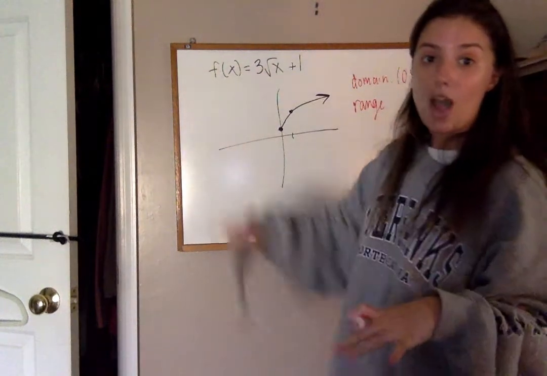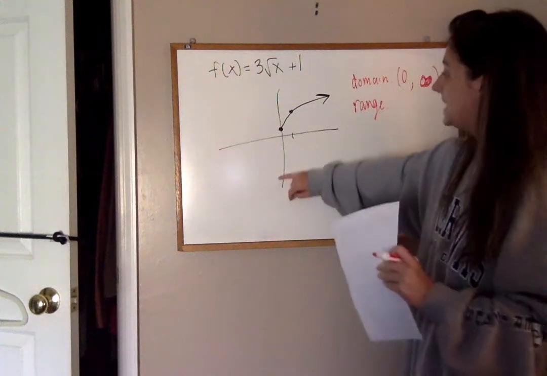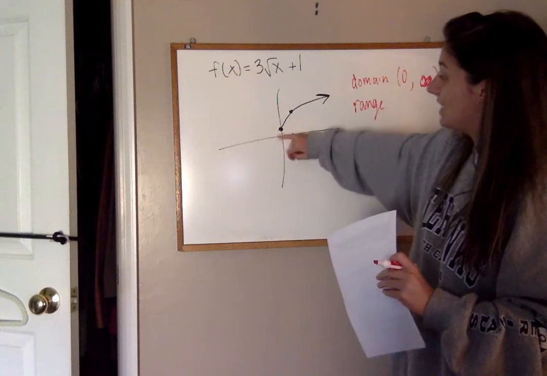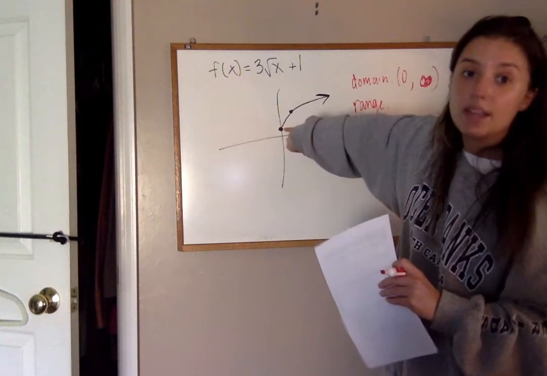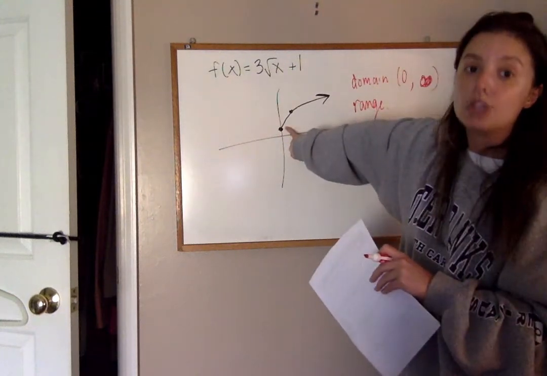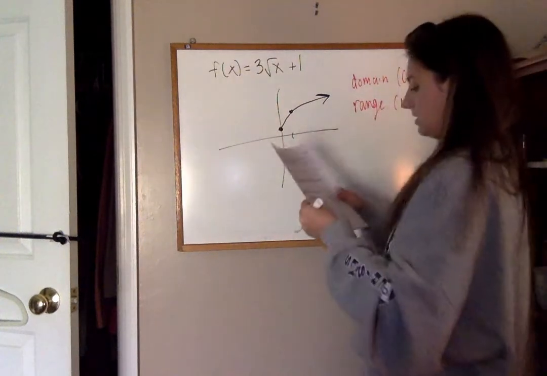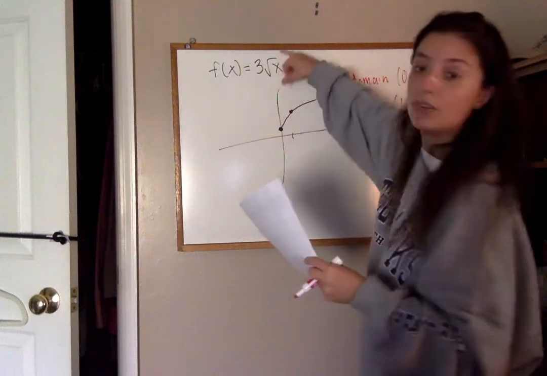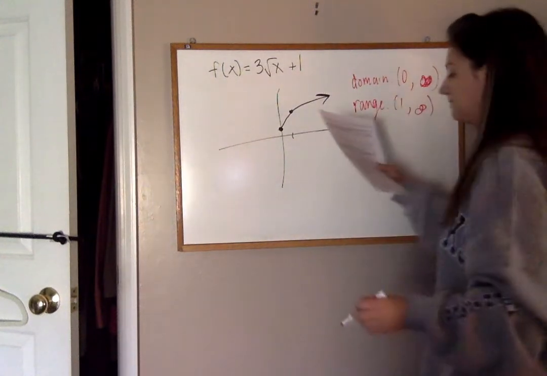Okay, my range. So now I'm looking at my y's, okay? So starting at the very bottom, I don't have any negative y's. In fact, I don't even have any y's at 0. I don't have a y until I reach that coordinate point 0, 1. I don't have my y starting until 1. Okay, so my range will start at 1. But they do continue all the way to infinity. They will be accounted for. Okay?